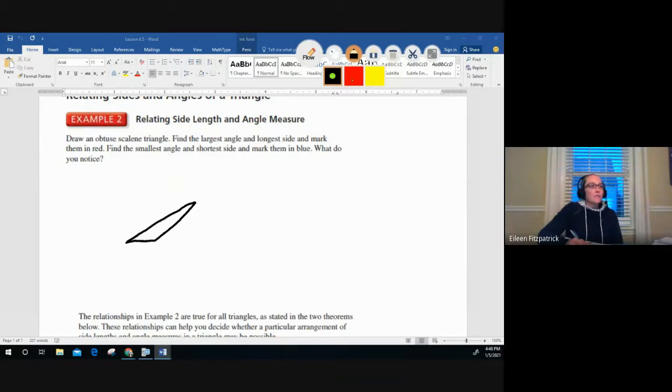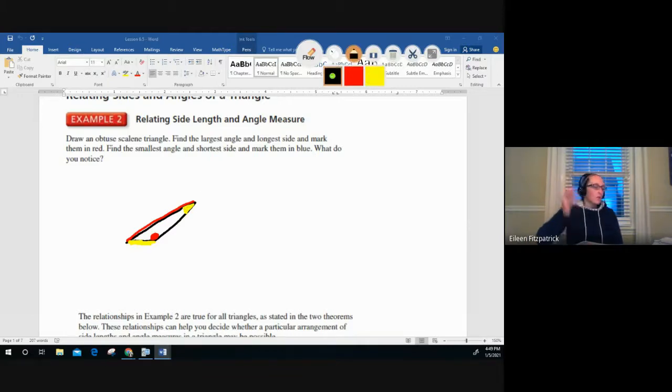It says find the smallest, or excuse me, first it says find the largest angle and the longest side. Well, this is my obtuse angle. So this is my largest angle. And then across from that, this side is the longest side of the triangle. All right. Then it says find the shortest side and the smallest angle. Well, this is the shortest side. We're supposed to highlight it in blue, but I don't have a blue pen to use, so I'm going to use yellow. And across from it, and that's why I said I didn't really draw this very well, because I think almost this angle looks smaller than that one, but it's because it's a bad sketch. This is actually the smallest angle of the triangle.